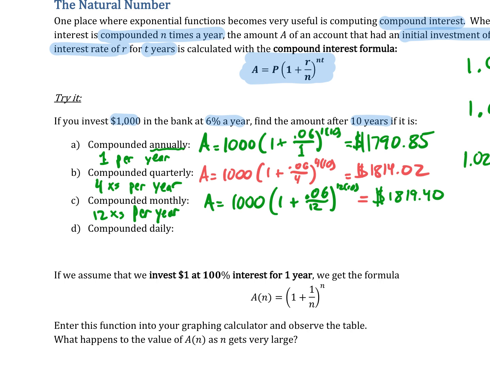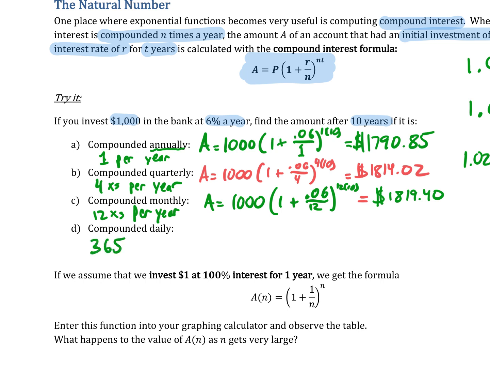So you get $1,819.40. So first bank said, hey, we'll give you interest once a year. Second bank said, you know what? We'll give it to you 4 times a year. And look, you'll get about $24 more just for banking with us. And then the next bank said, we'll give you interest 12 times per year. Every month we'll give you a little bit of interest and you'll get more. Well, it is true that you'll get more, but notice you're not getting that much more with this bank. Because when it goes from 4 times per year to 12 times per year, it didn't increase quite as much. And then last but not least, what if we compound daily?